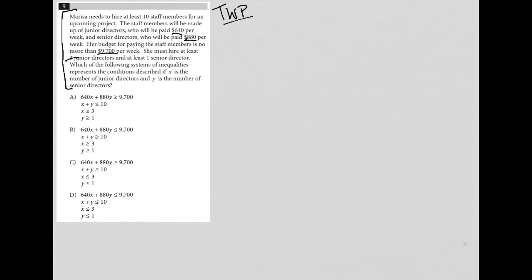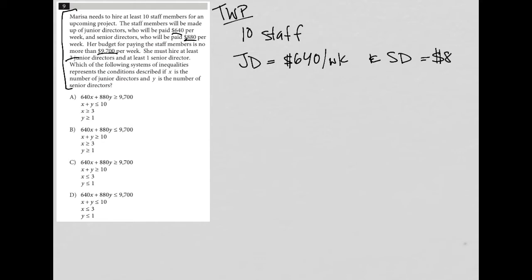So this question says, Marissa needs to hire at least 10 staff members for an upcoming project. Okay, so 10 staff. Next sentence, the staff members will be made up of junior directors who will be paid $640 per week. Okay, I'm going to say JD equals $640 per week. And senior directors who will be paid $880 per week. And SD, which are paid $880 per week.